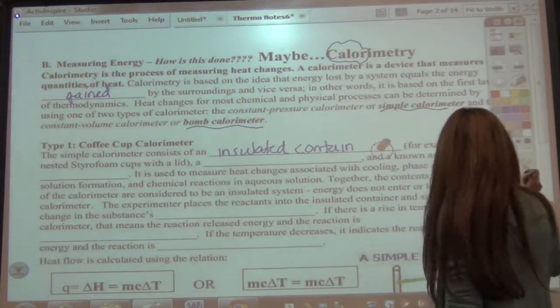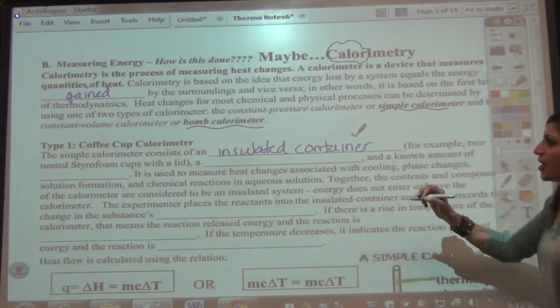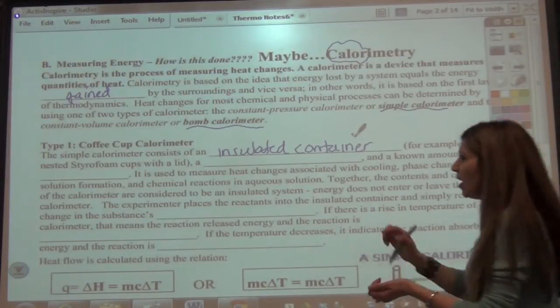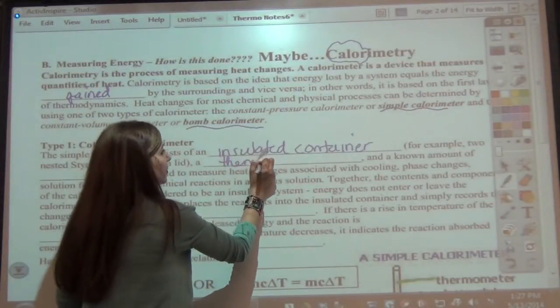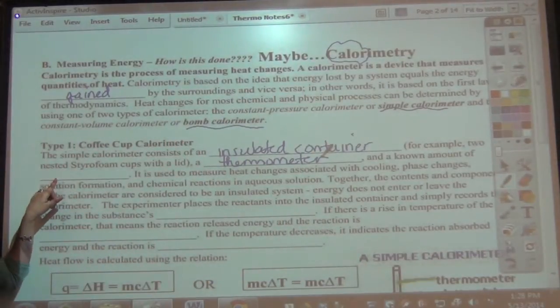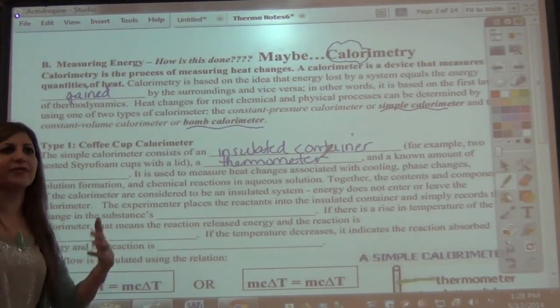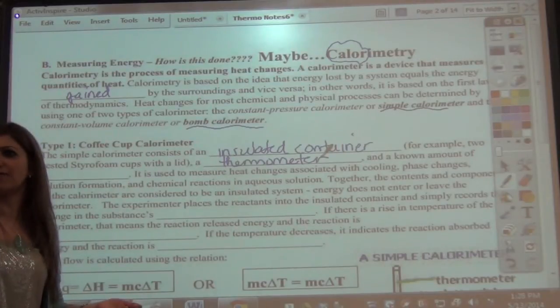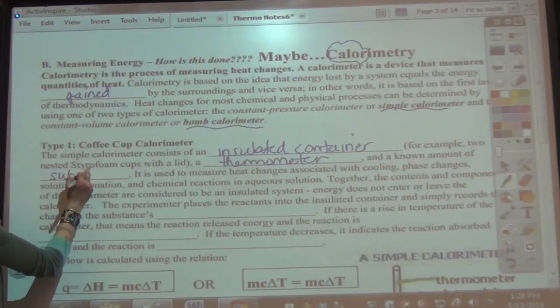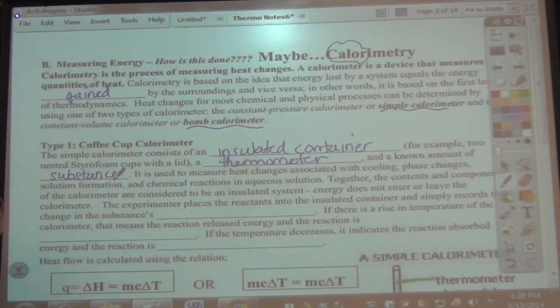The second thing that goes in there is a blank. What else do we need in order to measure the temp change? A thermometer. Very good. And you also need a known amount of, what do we call these? It can be any different type of chemical. What's a general term for all of them? Substances. Okay, and a known amount of substance that's in there. It's used to measure heat changes associated with cooling, phase changes, solution formation, and then different types of reactions.